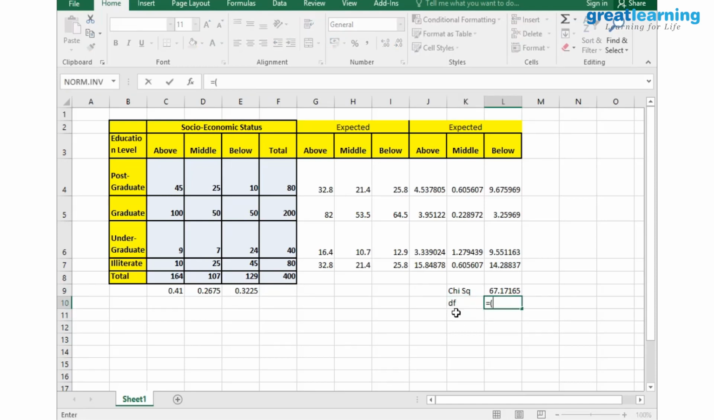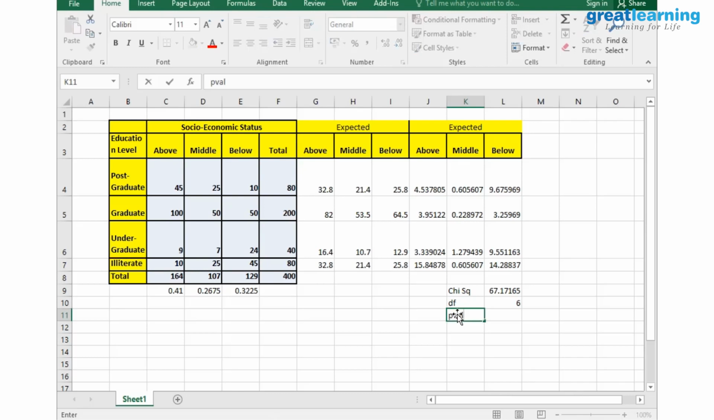Degree of freedom. Degree of freedom is equal to 4 minus 1, multiply 3 minus 1. You have to do both, sir. There are 4 categories in education, so 4 minus 1 multiply 3 minus 1. That is the degree of freedom.